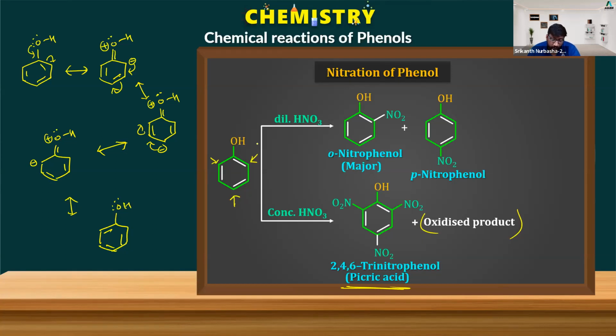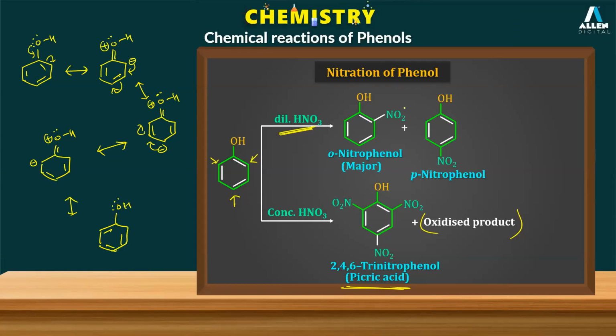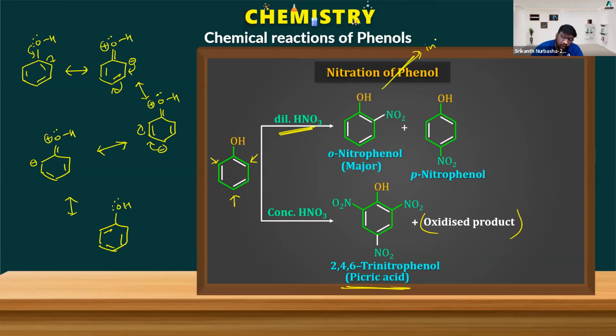If you want to produce only the mononitration product, you have to use dilute HNO3. In the presence of dilute HNO3, since the HNO3 concentration is less, NO2+ is going to be substituted only at either ortho or para. Among ortho and para, ortho is major. Why here, students? Because of intramolecular hydrogen bonding. Because of intramolecular hydrogen bonding, ortho is major when compared to para. Is that point clear?